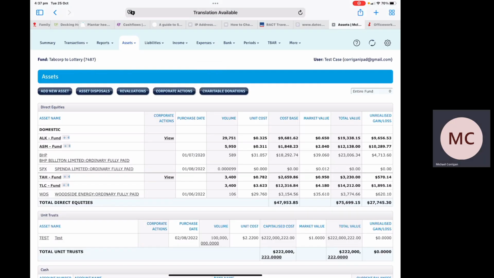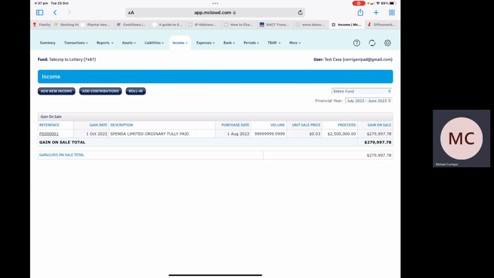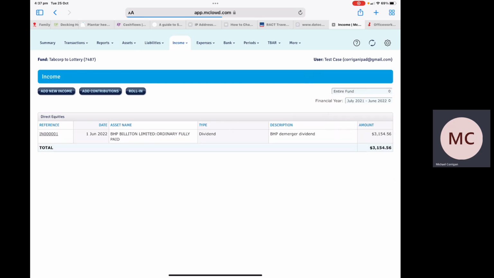Now we go back here, and we can see on the screen the Woodside holding at 3154.56. I want to check to make sure that the income matches up here. And then we look at the previous years for the sale of the shares, and it's 3154.56. So that's what should be recorded, and that's done.